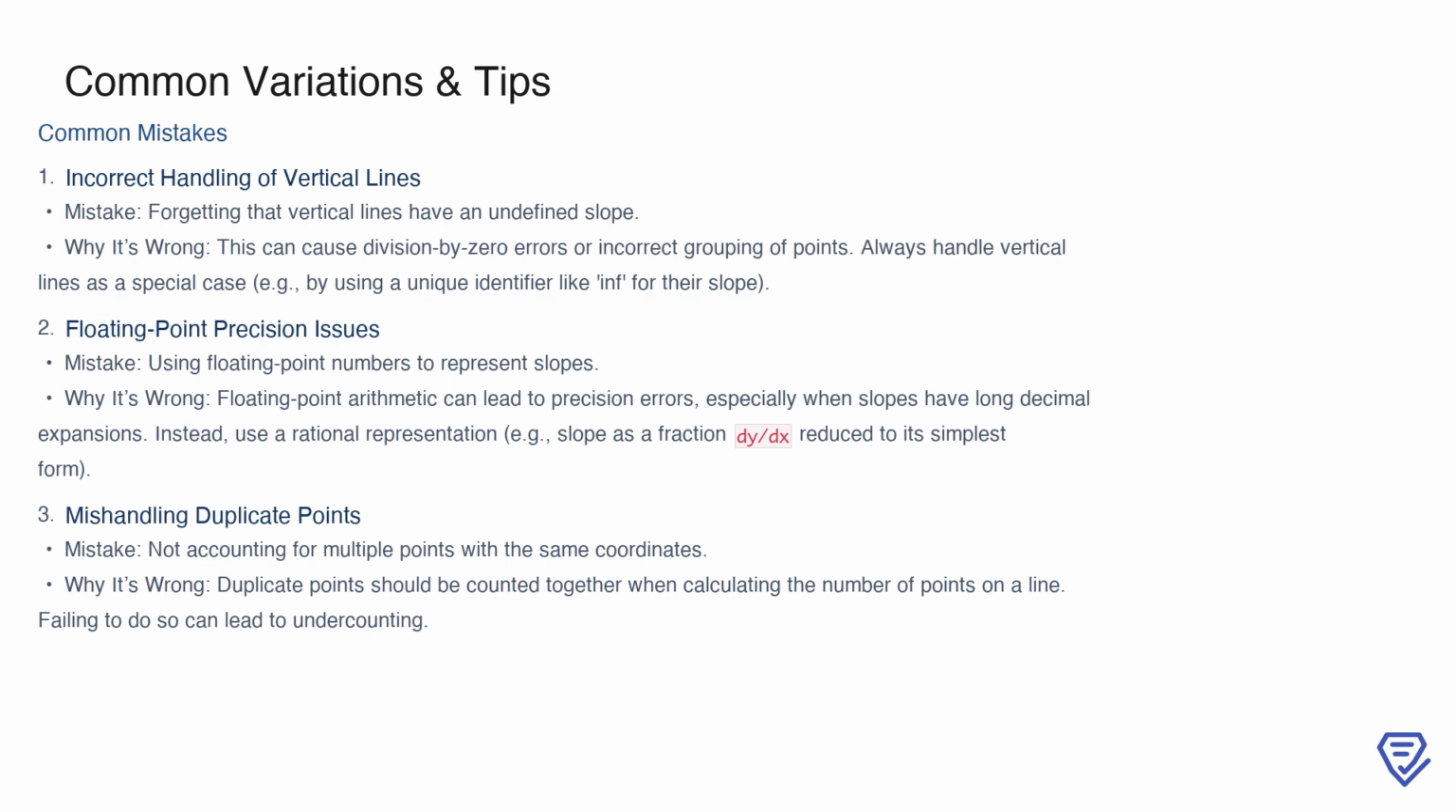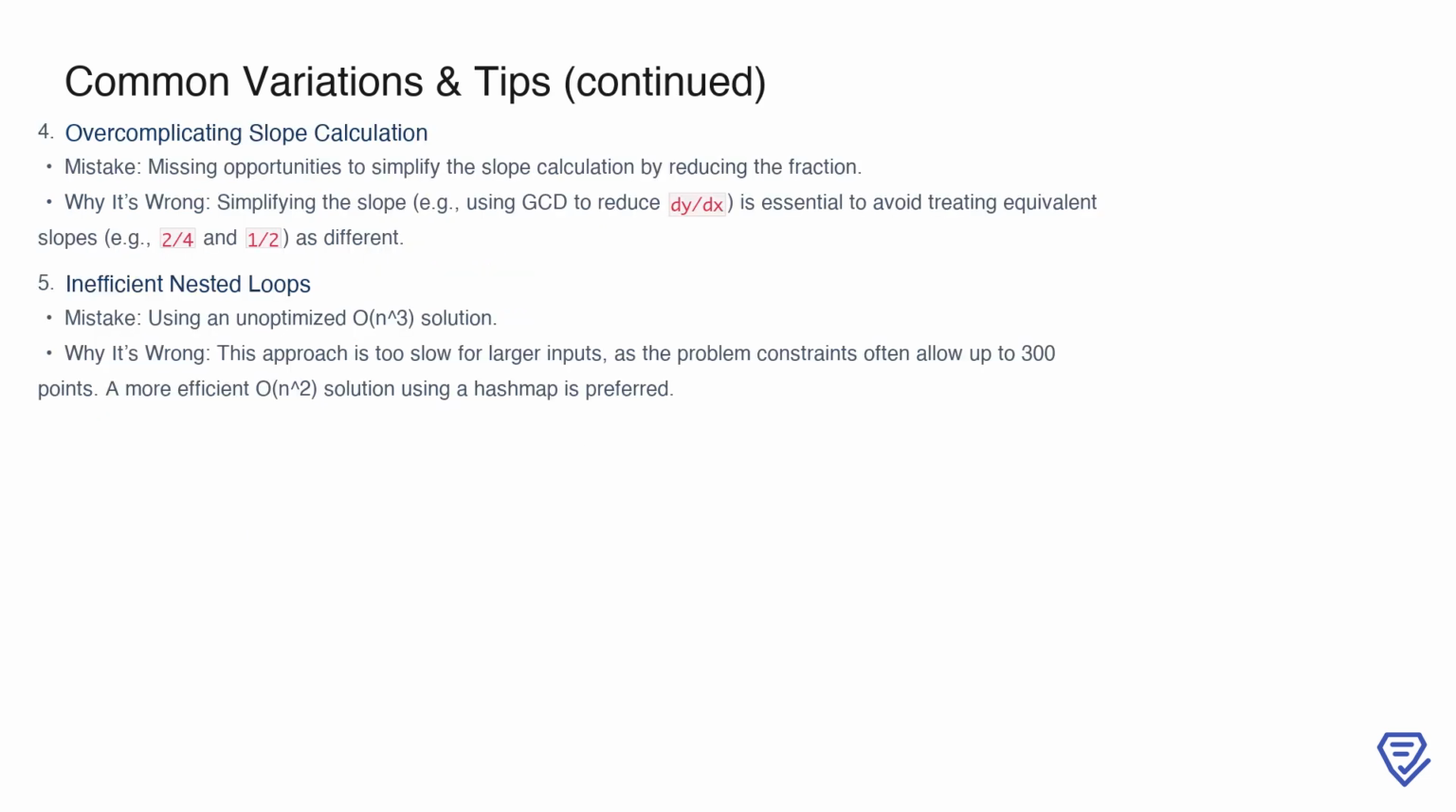Another mistake is failing to account for duplicate points. If multiple points share the same coordinates, they should all be counted together when determining the number of points on a line. Forgetting this step can lead to undercounting and incorrect results. Now, a couple more mistakes to avoid. Overcomplicating slope calculations can trip you up. Instead of working with unreduced fractions like 2/4, simplify them using the greatest common divisor, GCD, to get 1/2. This ensures equivalent slopes are treated as the same, which is crucial for accurate grouping.